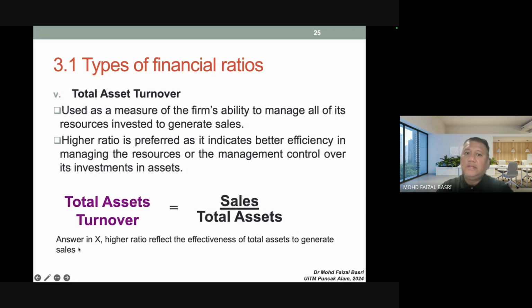Okay, kalau total asset, the effectiveness of using the total assets to generate sales. Okay, so how the company utilizes all the respective resources in order for them to generate sales. So again, bila kita nak tengok effectiveness, how good they utilizing their resources. So obviously kita nak ratio tu lagi tinggi, lagi bagus lah. So majority of the ratios dalam kategori ni, lagi tinggi the ratio, the better.